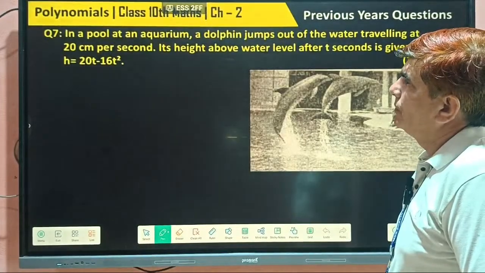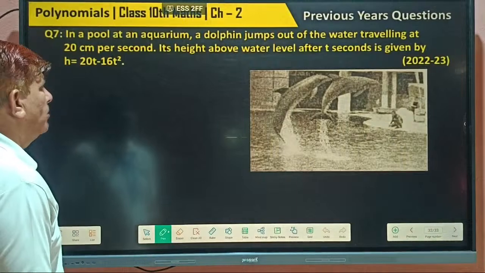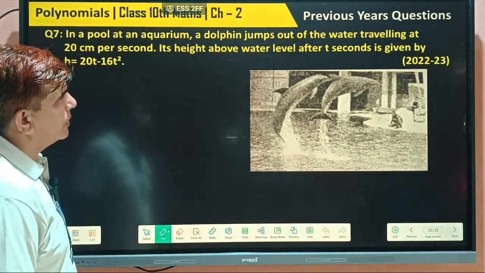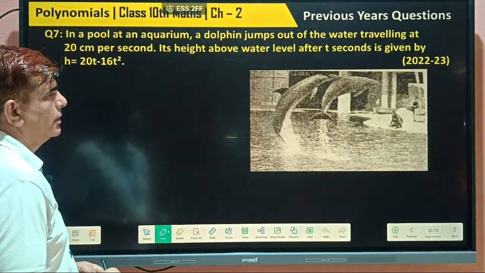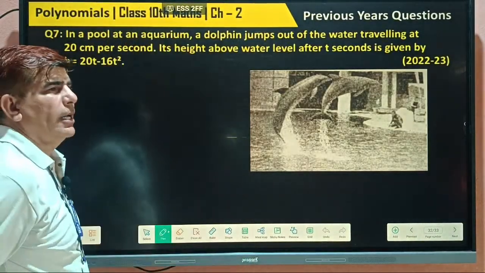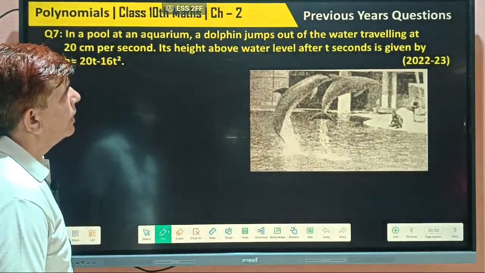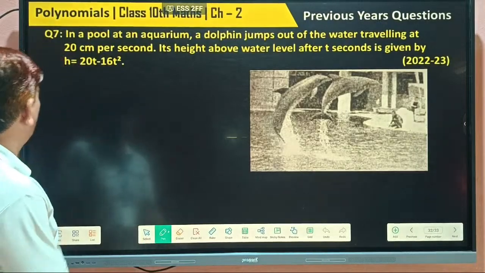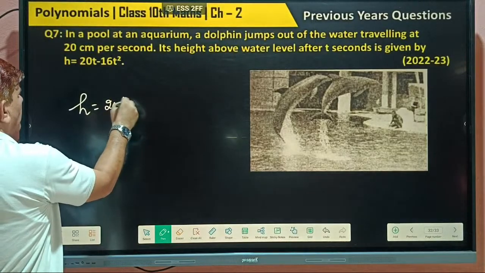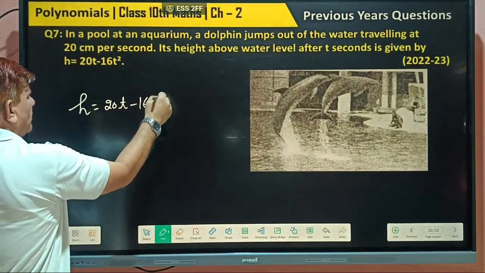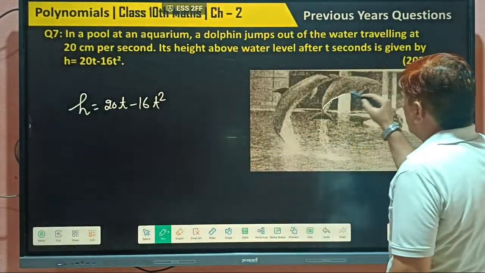So the given question is this: in a pool at an aquarium, a dolphin jumps out from the water traveling at 20 centimeters per second. So jumping like this and traveling 20 centimeters per second. Its height above the water level after t seconds is given by this equation, h equal to 20t minus 16t square.